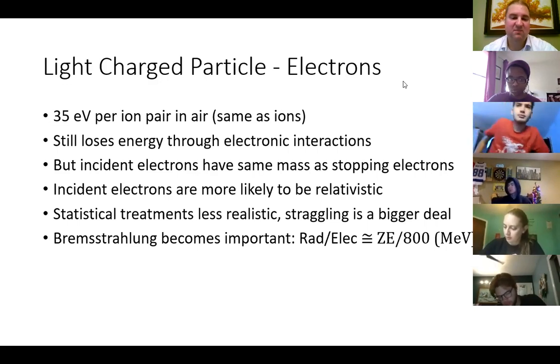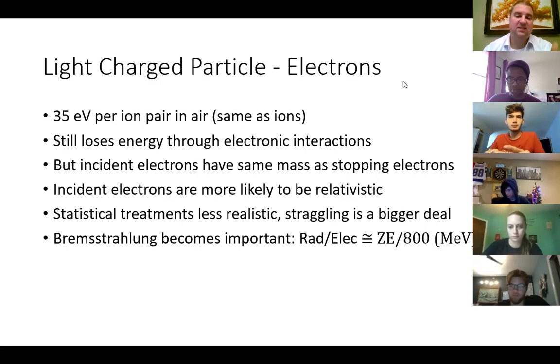The electrons, because they're lighter, are also going to end up having higher speeds than the heavy charged ions. And so they're more likely to be relativistic. So their relativistic speeds are going to have a bigger impact on their linear rate of energy loss, or their ranges, or the stopping power that materials have for them. The statistical treatments that were used to develop the Bethe-Bloch equation, for instance, are less realistic. And this idea of straggling is a bigger deal.